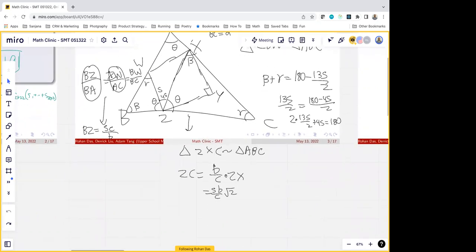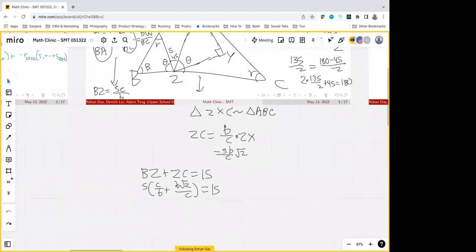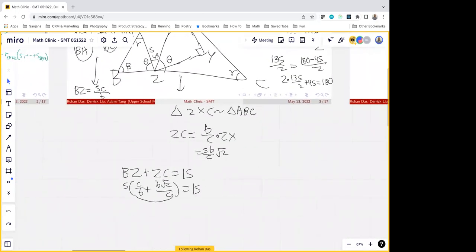And the relationship between BZ and ZC is that they add up to 15. And we can write out the formulas for these, and we get this. And now we remember that the problem asks us to maximize the value of S. So we want to minimize this. And the fact that the variables are flipped in the numerator and denominator suggests that we use AM-GM. And that tells us that C over B plus B root 2 over C is greater than or equal to 2 times the 4th root of 2.